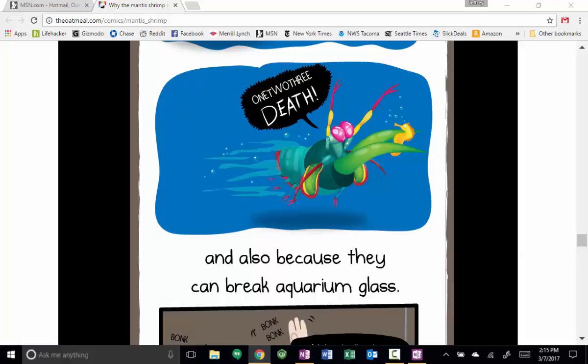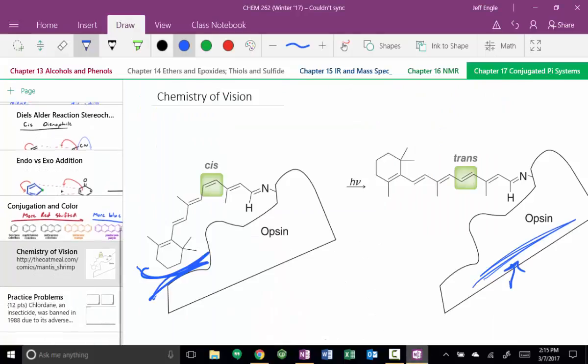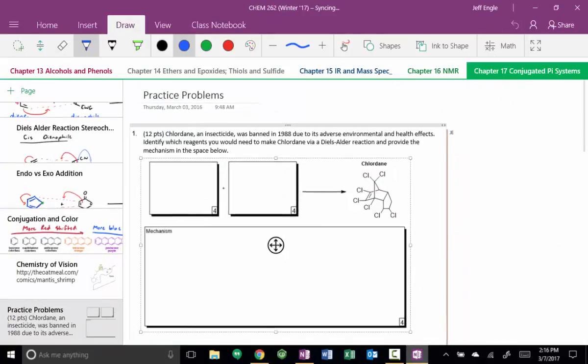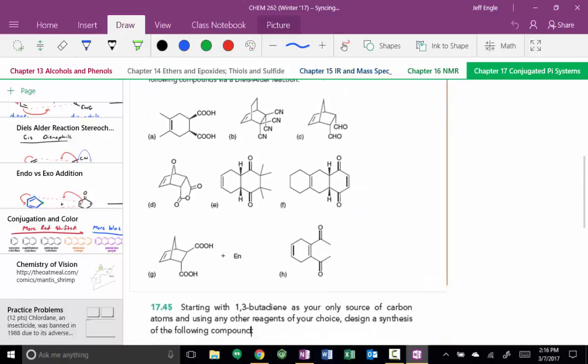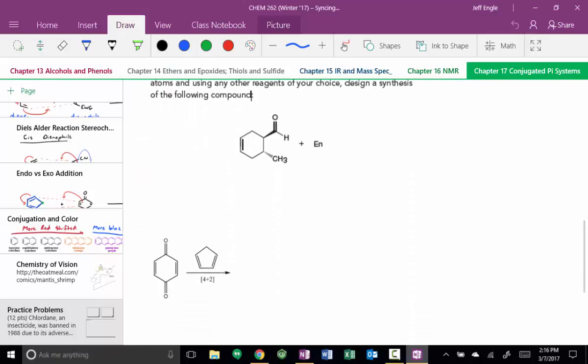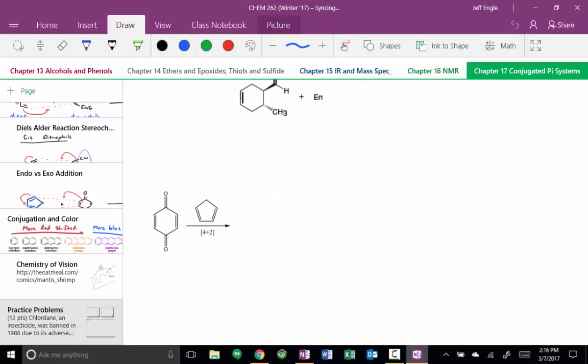There's a handful of practice problems that I posted in the notebook too. If you want to take a look at it, this one's pulled from a previous quiz. I pulled some from the book that are pretty good. And then if you want a real challenge, this one down here is, what's the product for this reaction, and assume you have excess amount of your cyclopentadiene. What's that 4 plus 2? 4 plus 2 means that it's a Diels-Alder 4 plus 2 cycloaddition reaction.